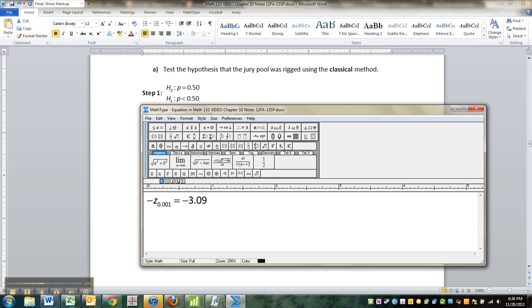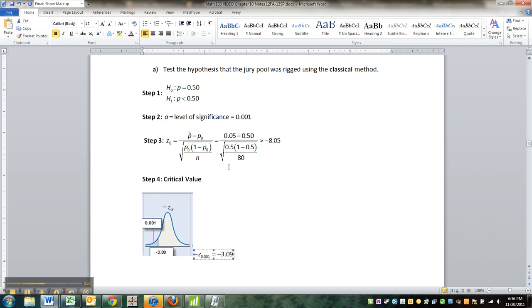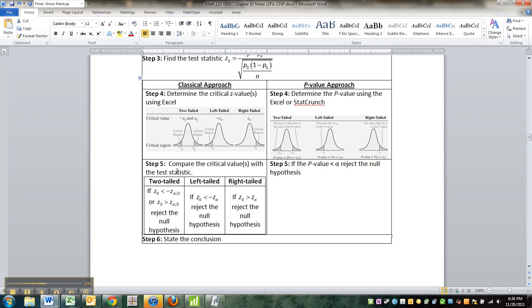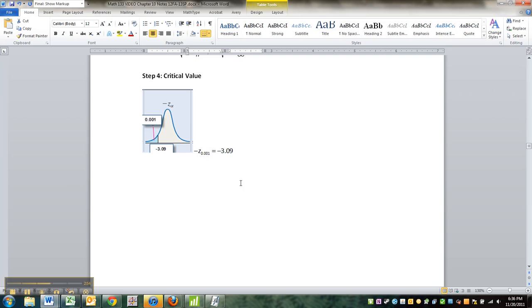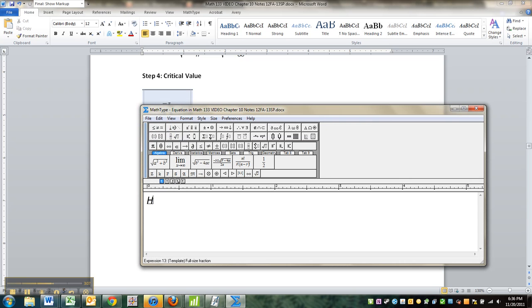So negative 3.09. Cool. There's our critical value. There's our test statistic. Steps 3 and 4 are done. Step 5, you have to make a decision. You're going to compare the critical value and your test statistic. So look here. Since this is a left-tailed test, if your z0, your test statistic, is less than negative z alpha, you're going to reject the null hypothesis. Okay? So for us, step 5, we make a decision to reject the null hypothesis.